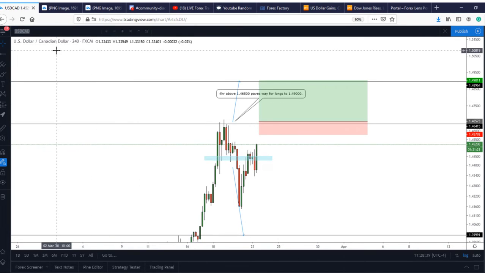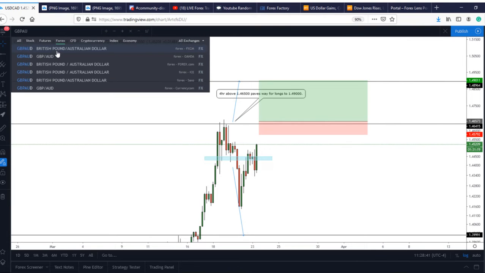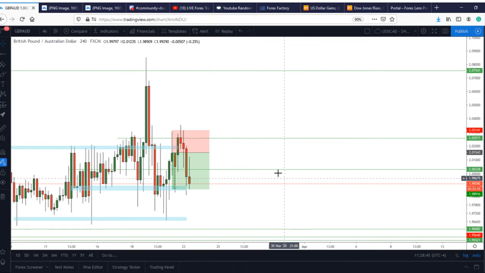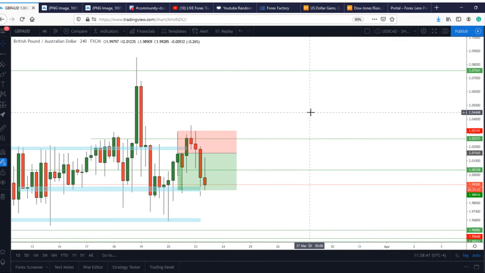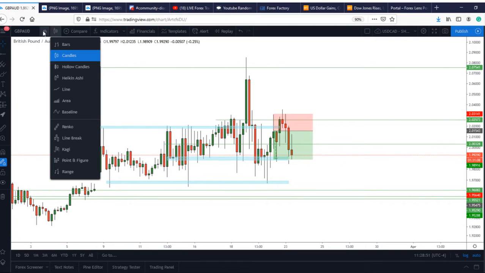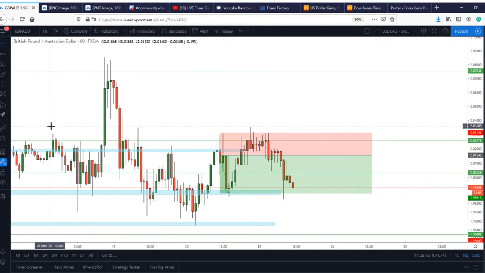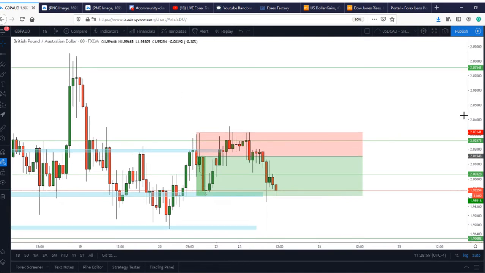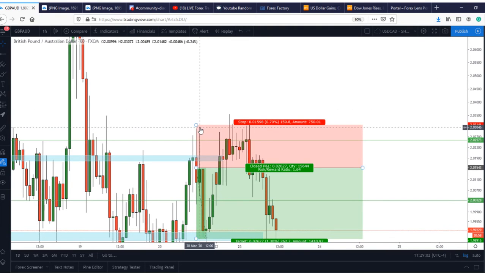So next up is Pound Aussie, and when I checked this morning, so here's a short idea we discussed on Friday, and what do you know, it actually played out. So let's actually go to the 1 hour. It's so comical about Pound Aussie. So this was Friday's session, the short that was given, and we almost got stopped out.